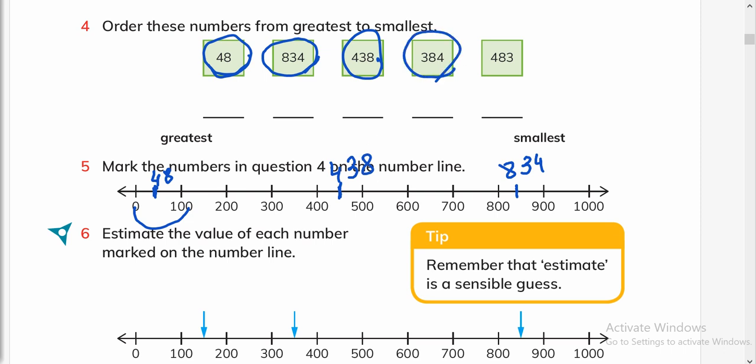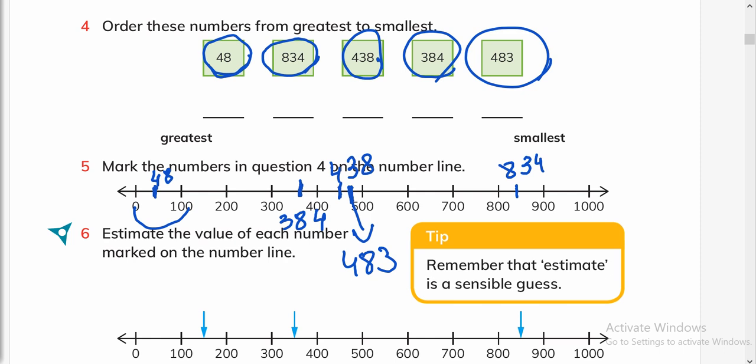438 and 384. 84 is greater than 50, so it would be close to 400. More close here, 384. And now this number is 483. 483 here, it will be close to 500. This one would be 483.